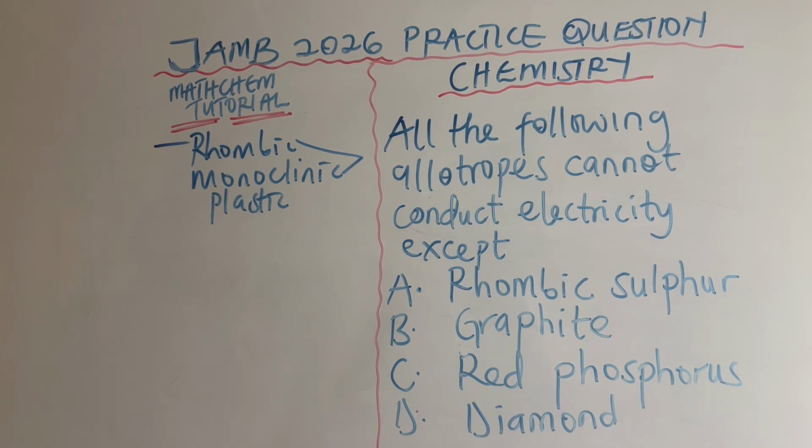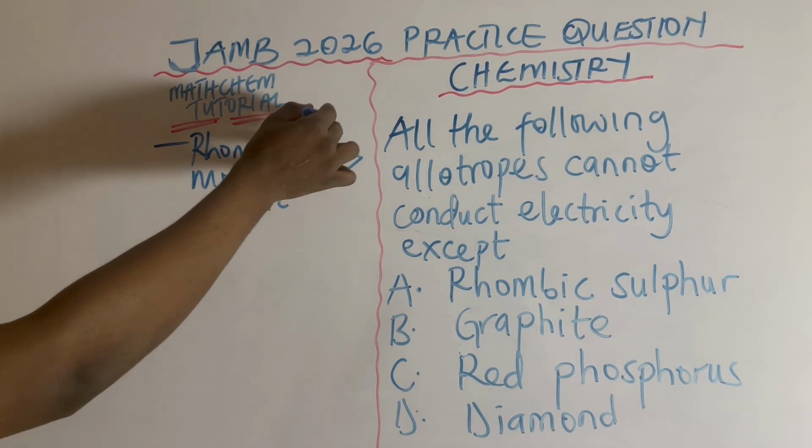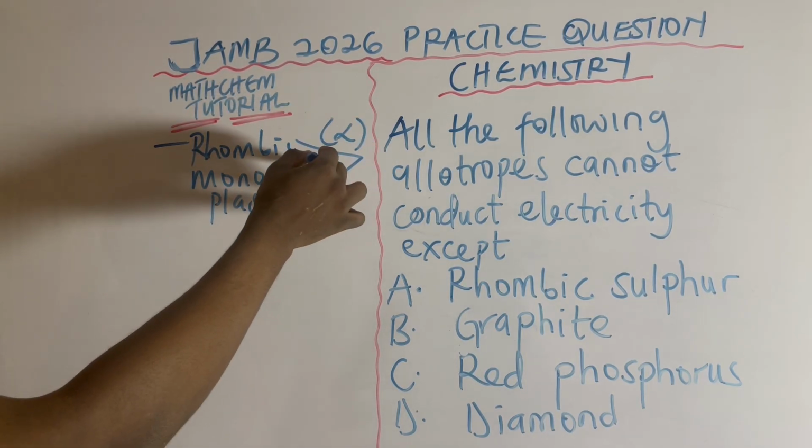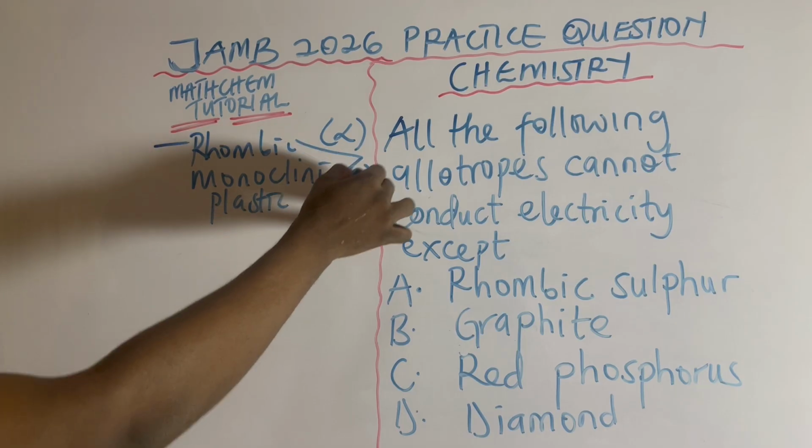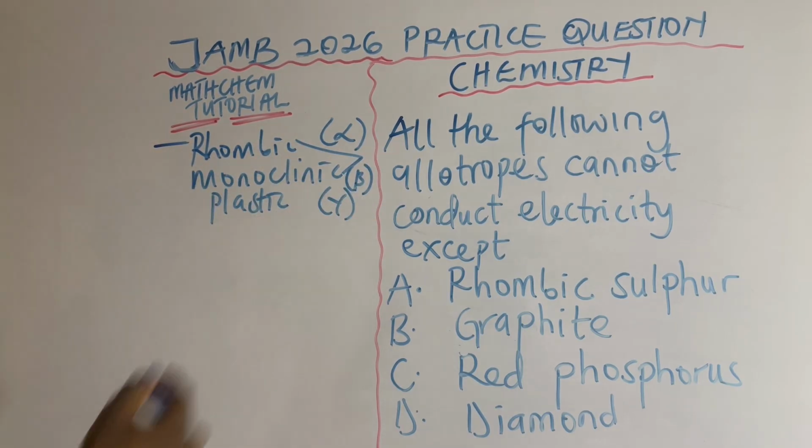Like I said earlier, rhombic sulfur, monoclinic sulfur, and plastic sulfur, the three of them cannot conduct electricity. Rhombic sulfur is also known as alpha sulfur, the monoclinic is known as beta sulfur, while the plastic is known as gamma sulfur. For UTME level, you might not see plastic sulfur in your option later in your exam, but take note, rhombic and monoclinic sulfur are the common things that you should know.